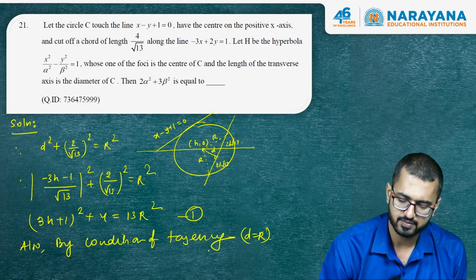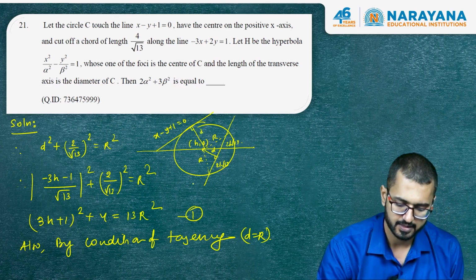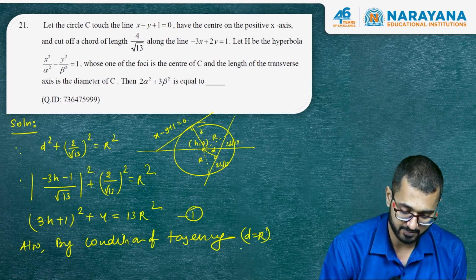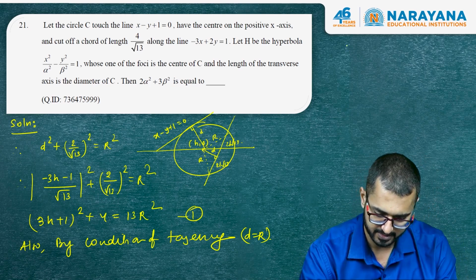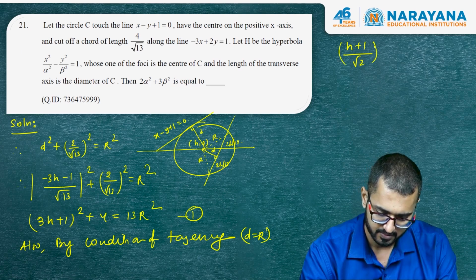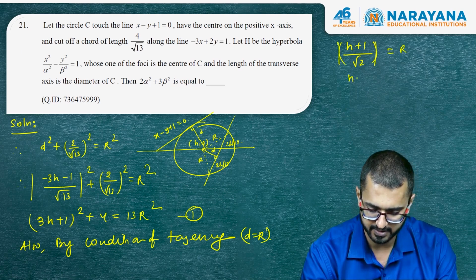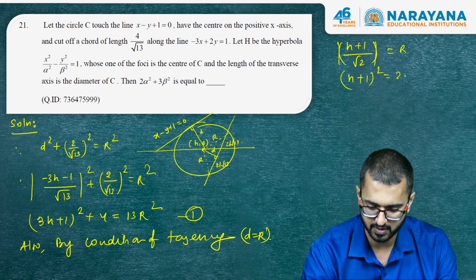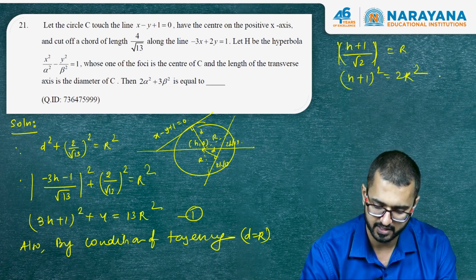So d equal to r means what? Distance, this is I am calling d, the perpendicular distance, and it's the same as r. So d equal to r, that means I'll be having |h + 1|/√2 modulus must be equal to R. So yes, we will again write down (h + 1)² is equal to 2r². So that means we now have two equations, equation 1 and equation 2.